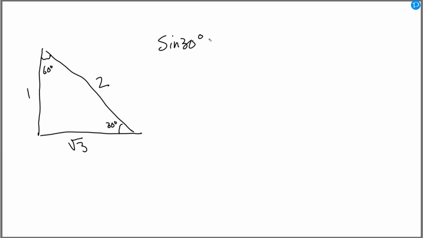are simply the ratios. So sine of 30 degrees, if we take 30 as our reference, is equal to 1 over 2. Cos of 30 degrees is equal to root 3 over 2. Tan of 30 degrees is equal to 1 over root 3.